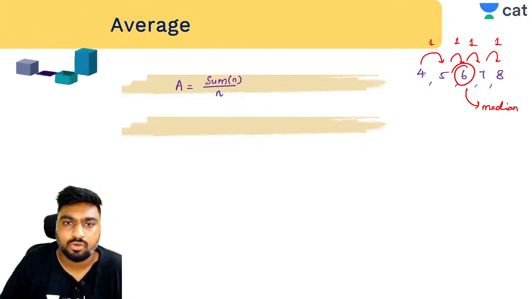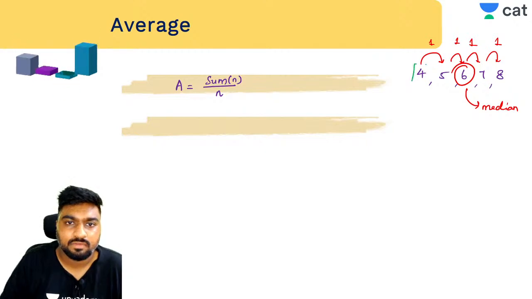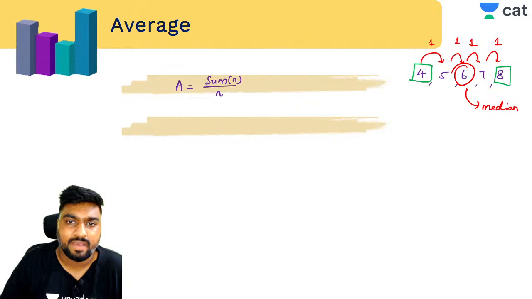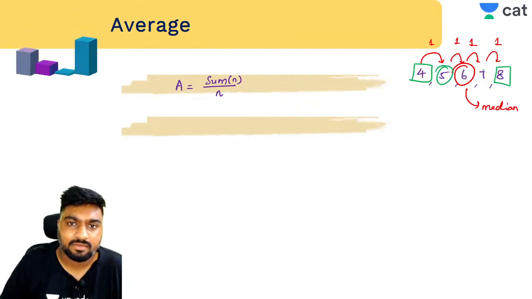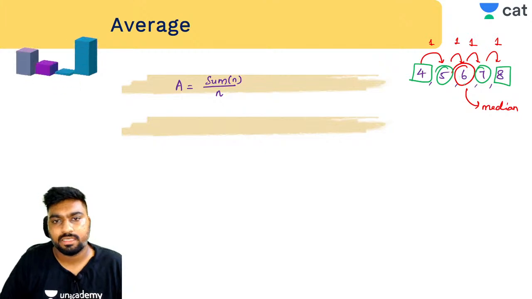So you can also go with first term and last term. Listen to this. First term 4, last term 8, average of first term and last term 12 by 2, 6. Second term 5, second term from the behind is 7, 5 plus 7, 12 by 2, 6 again. So this will always work.